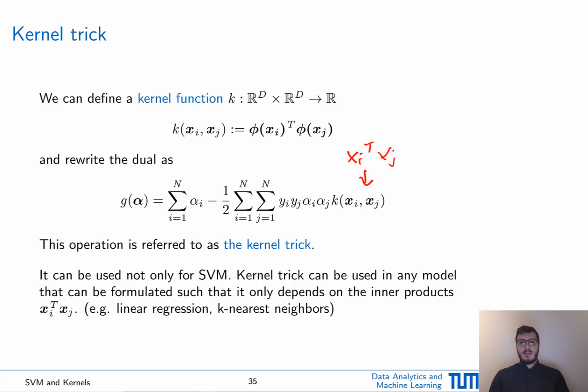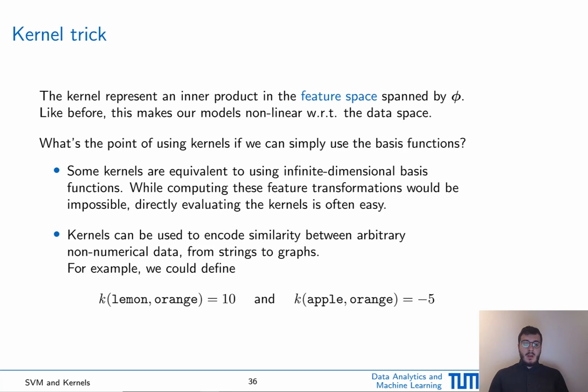And once you've realized that the kernel function basically measures similarity, you can plug into this function different objects which are not necessarily vectors. So for example, you can define that the kernel between a lemon and an orange is 10, and the kernel between an apple and an orange is -5, or any arbitrary numbers. So in some sense, if you have access to a function in which you can plug in two objects, and this function returns a single scalar which tells you how similar they are, then you don't really need to know what the feature transformation is.